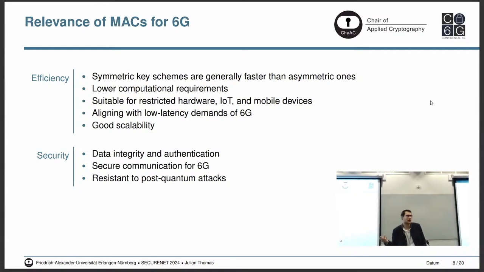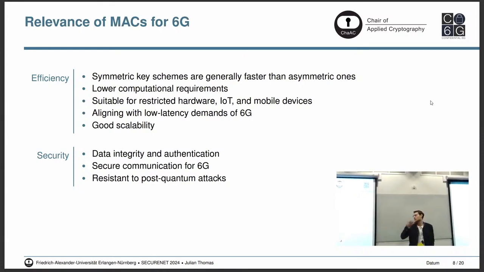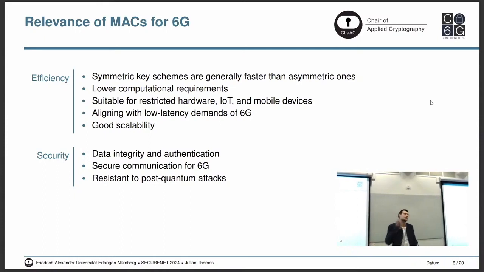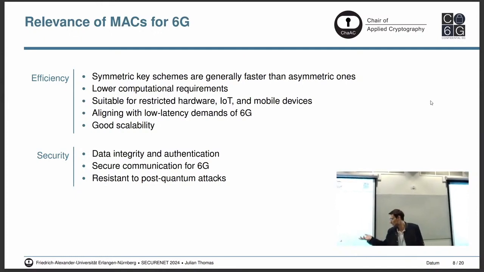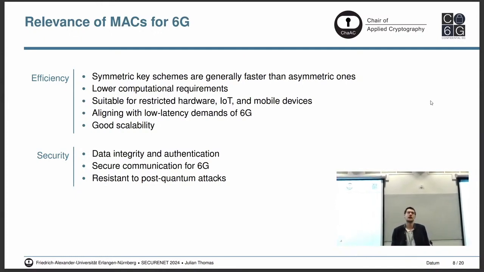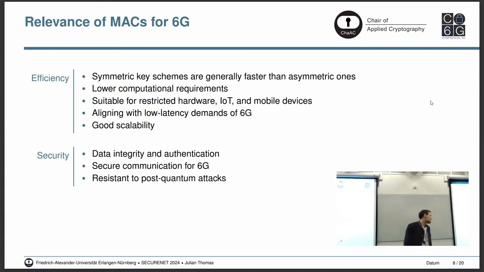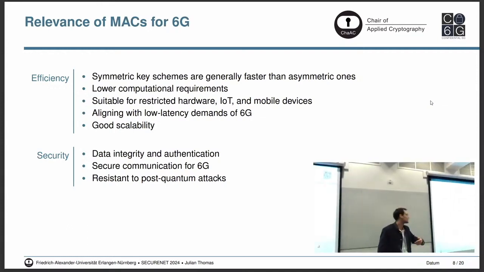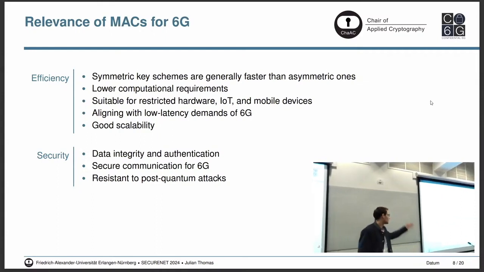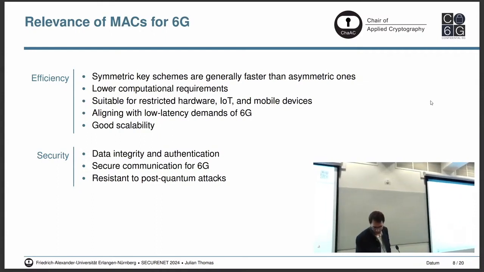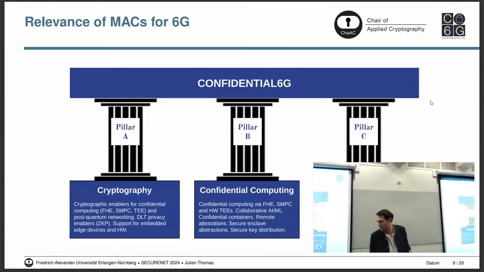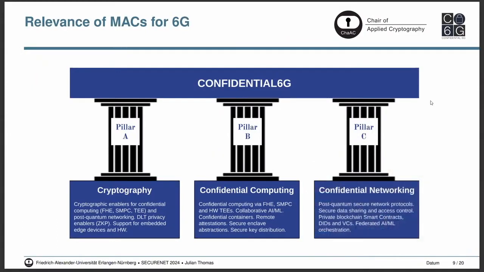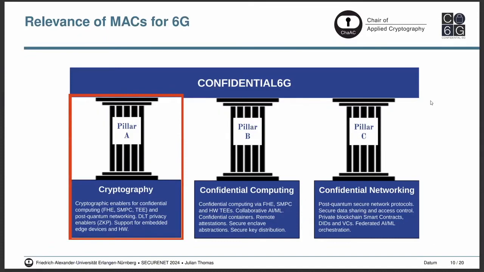And because we have a symmetric key primitive, we are also mostly resistant to post-quantum attacks, which is also pretty nice, since the standardizations from NIST are mainly very inefficient compared to the existing algorithms. So this is a big plus for our message authentication codes. And for the pillars you already saw in the other talks, we are generally considering the cryptographic pillar, since I'm at a cryptographic chair.